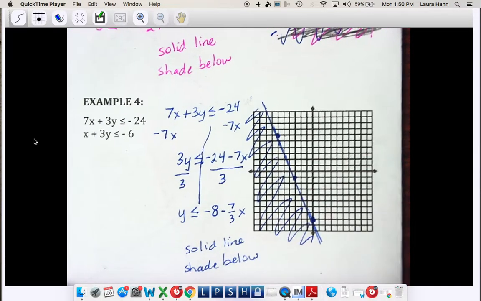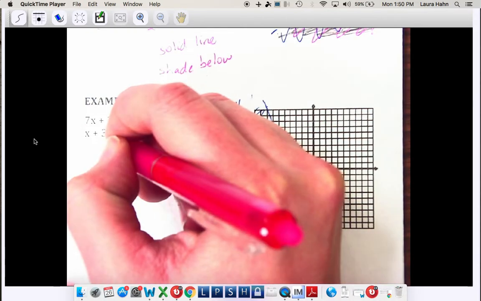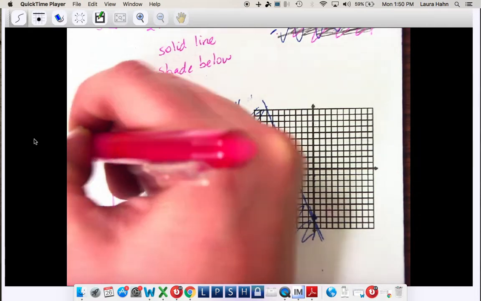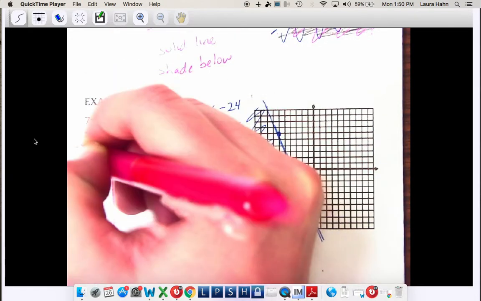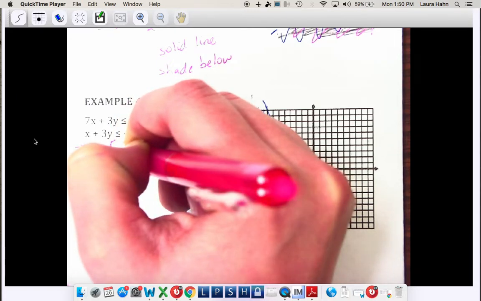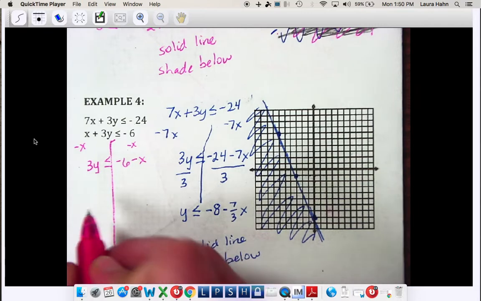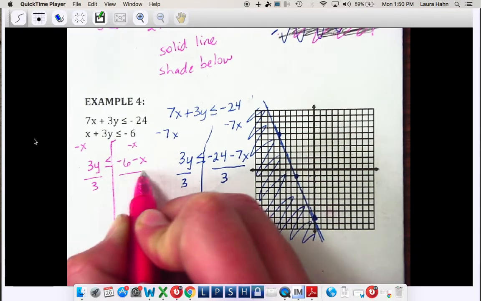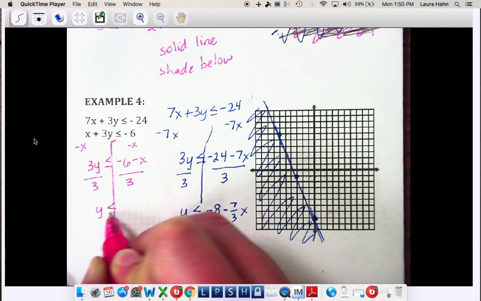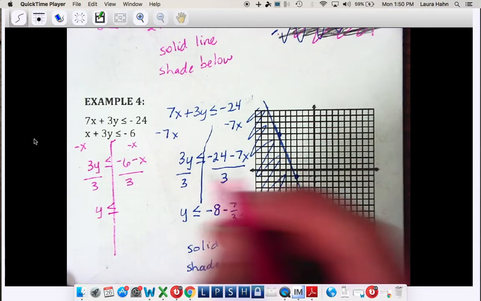Okay, for my second one, I'm going to change to pink. I think I have room to work in under here. First step is take away an x from both sides. So I have 3y is less than or equal to negative 6 minus x. Then I need to divide both sides by 3. Y drops down. There's no reason to flip my sign. First, I take negative 6 divided by 3 is a negative 2.